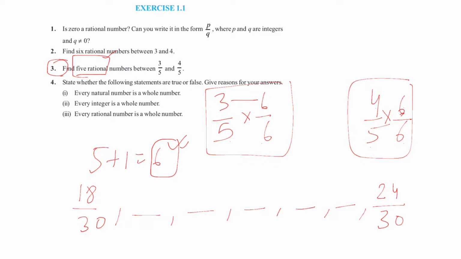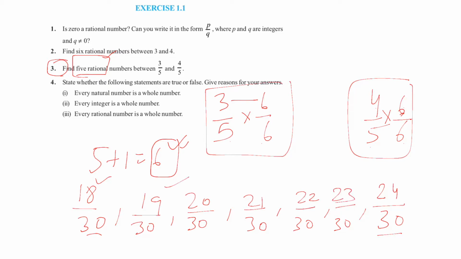Alright, now just write the denominator as it is. You can see on both sides it is 30, so it will be 30, and keep on increasing the numerator. So if it is 18, we will put 19, then 20, then 21, then 22, then 23.